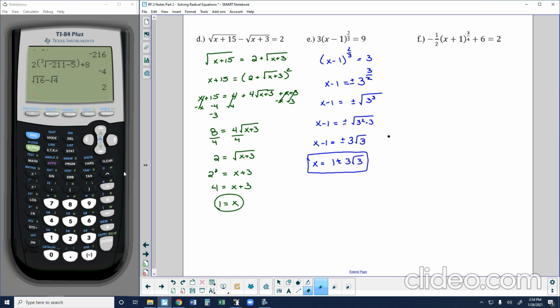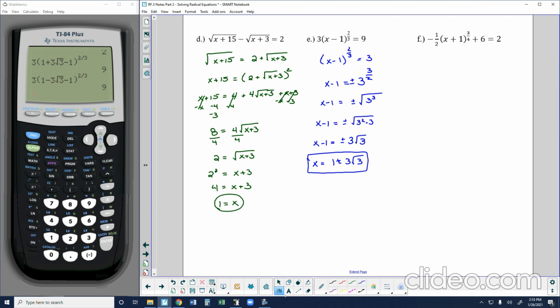So we can check this to see if this is correct. So 3 times the quantity 1 plus 3 root 3 minus 1. Sorry, that minus 1 should be outside of that radical expression. So minus 1 to the 2/3 power, and this should equal 9. And it does. We can take this same expression, and because it's plus or minus, put a minus in front of that 3 root 3. And we see that it equals 9, so we do get the correct expression here. Okay, so here we're getting rid of that exponent by using the third property that we had.